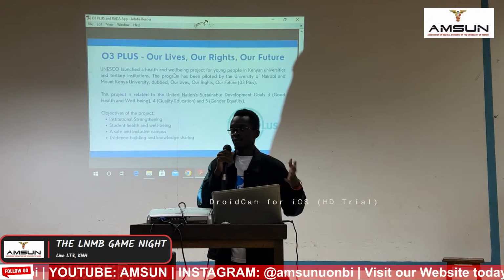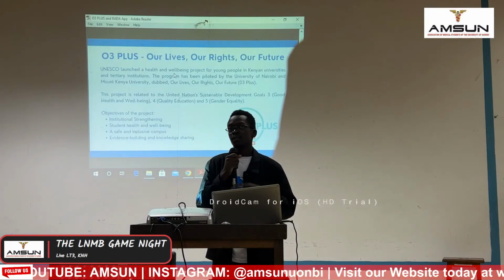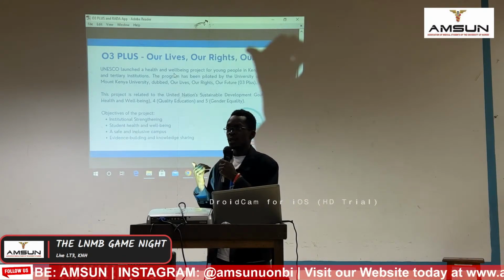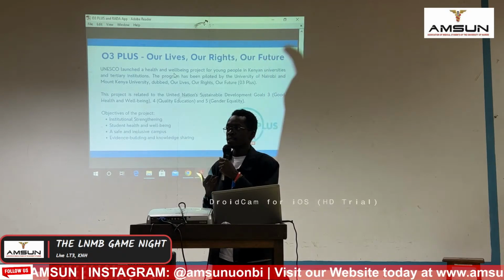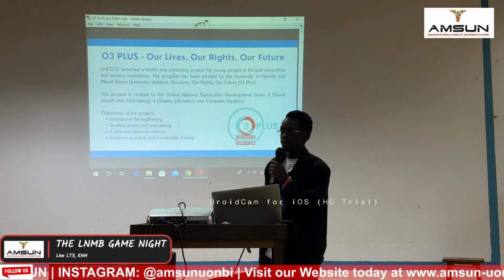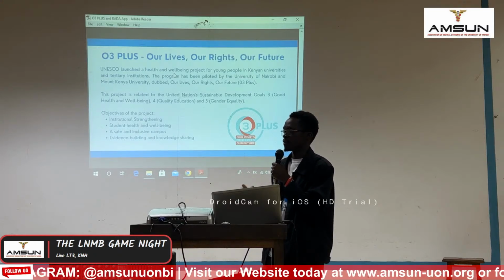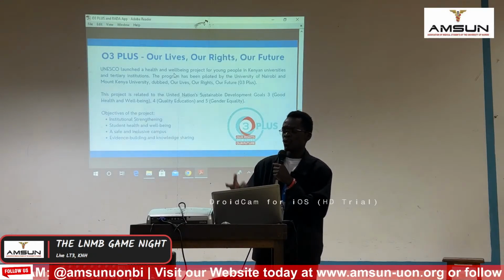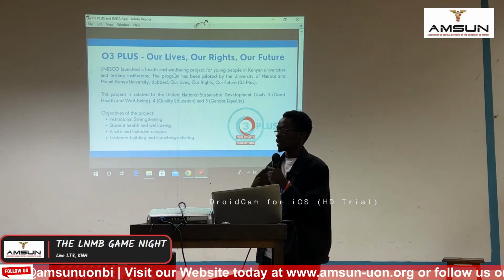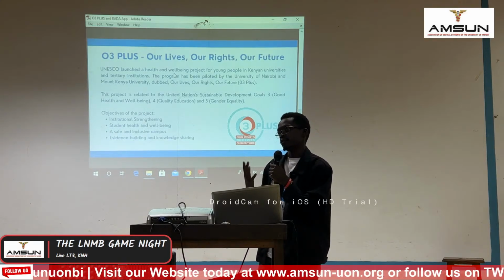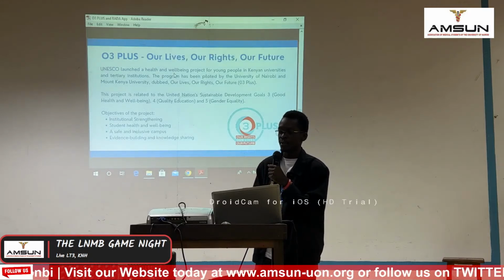There are areas of intersection, and this is where O3 Plus comes in. I think this is a very common thing, and you must have heard about it. Information is usually sent via our school email. So UNESCO launched this project for young people. Again, it falls side by side with the Rada App.